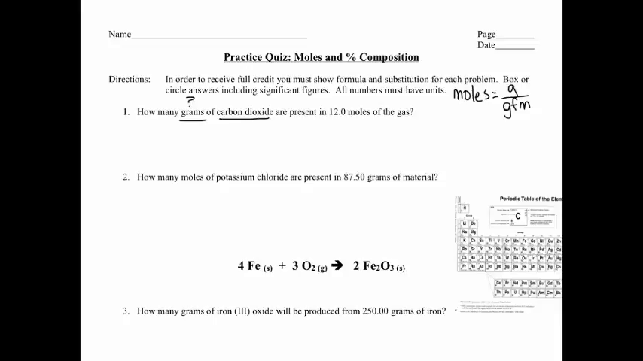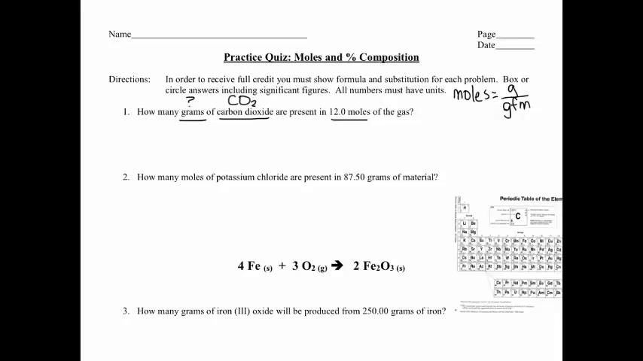This is one of those that doesn't use our naming system that you just have to memorize. Just like water, we never say whatever the chemical name should be of water. We always say water. Same is true for carbon dioxide. Are present in 12 moles of the gas. So they have given us our moles of substance, which is here. We're looking for the grams. We need to figure out the GFM before we can actually calculate this.